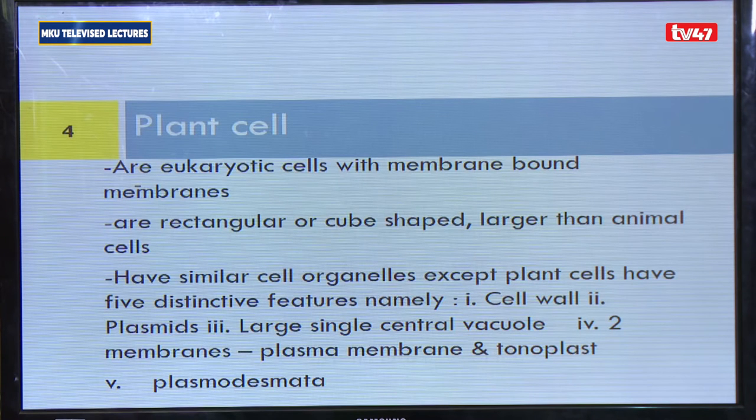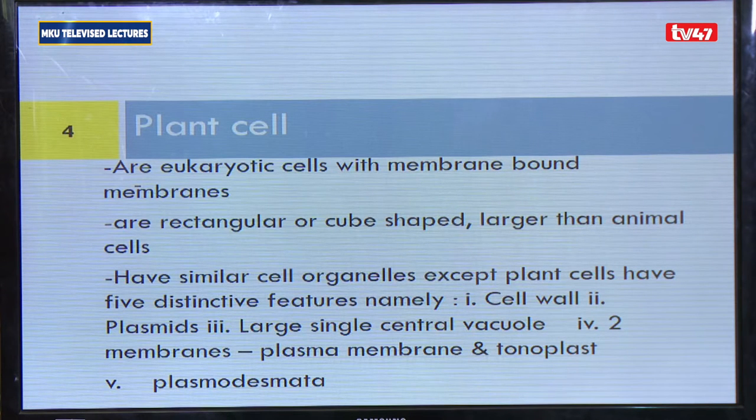For the plant cell, or the plants generally, we say the plant cells are eukaryotic in nature. By eukaryotic, we mean the cell of a plant has a nucleus that is bound by a membrane and also has organelles that are bound by a membrane. We find that plant cells tend to be either rectangular or cube-shaped. Generally, they tend to be larger than the animal cell.